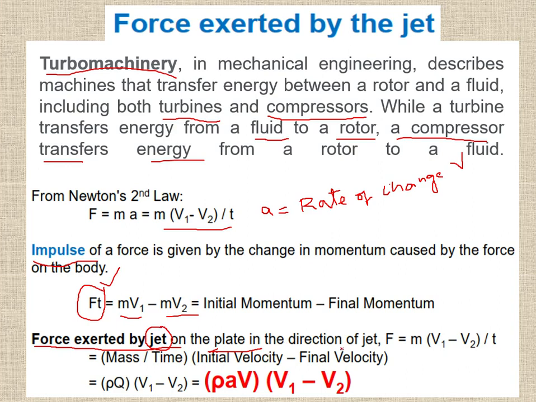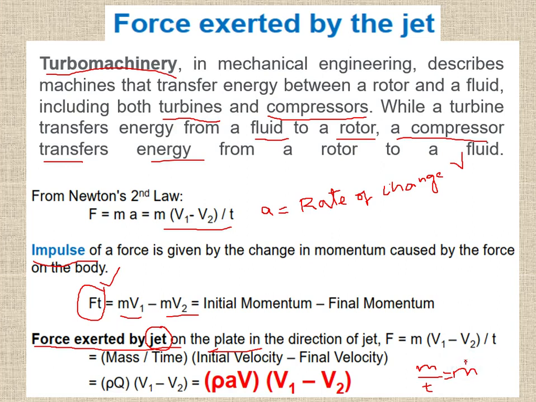So in the direction of the jet, plate in the direction of the jet, F is equal to the same equations that we put here. Here you see this is mass. Mass over time is what? The rate of change of mass, which is equal to kilogram per second. That will give you the mass flow rate.